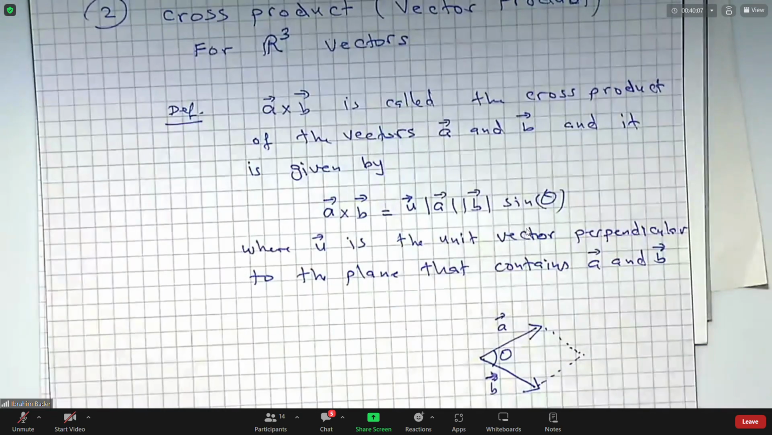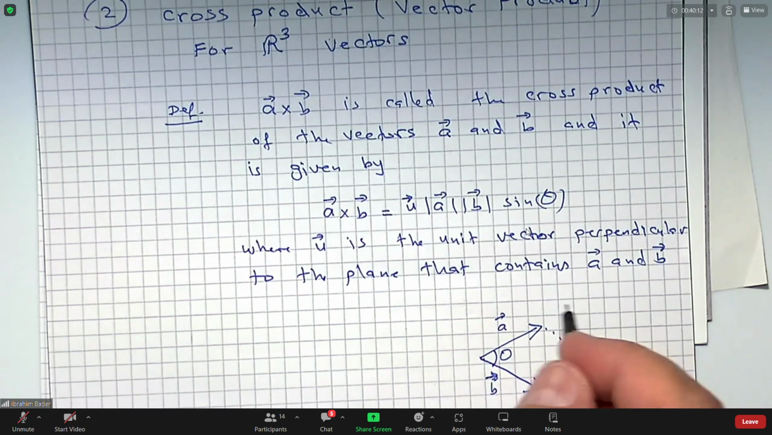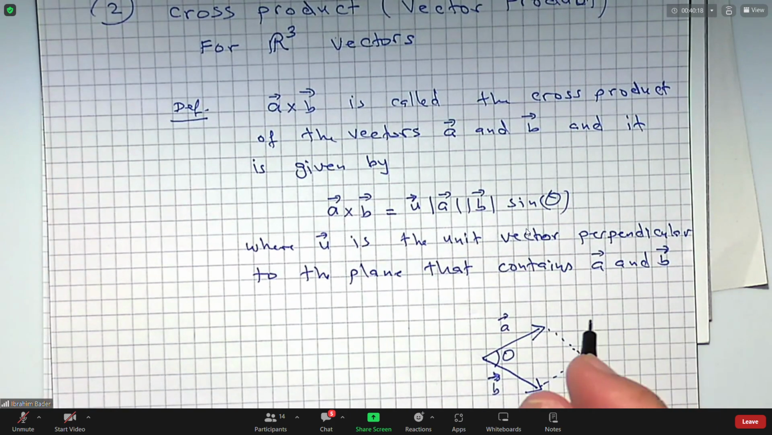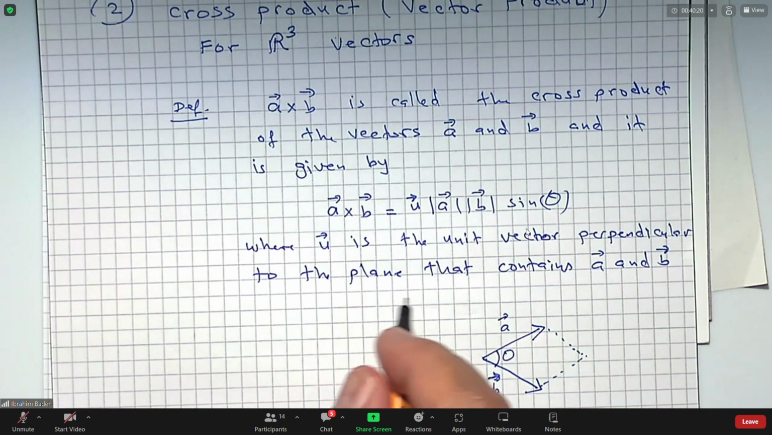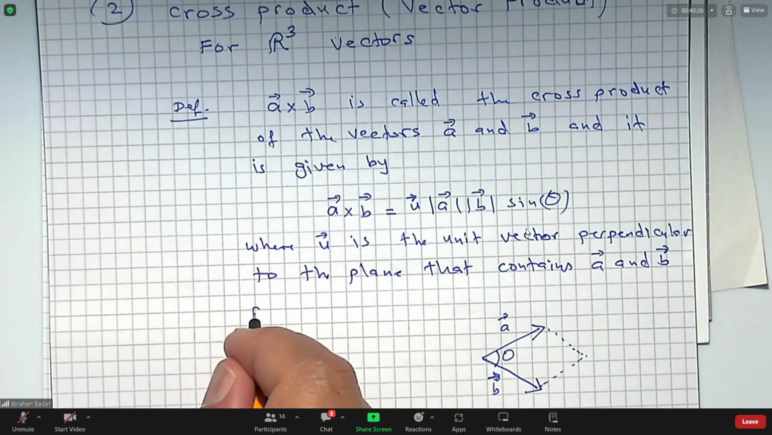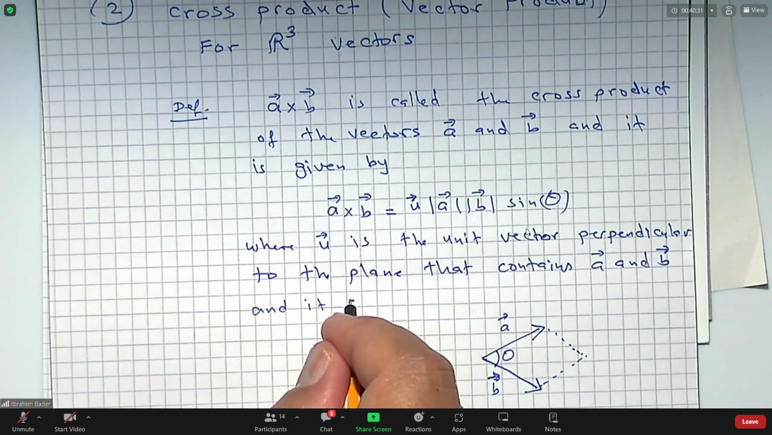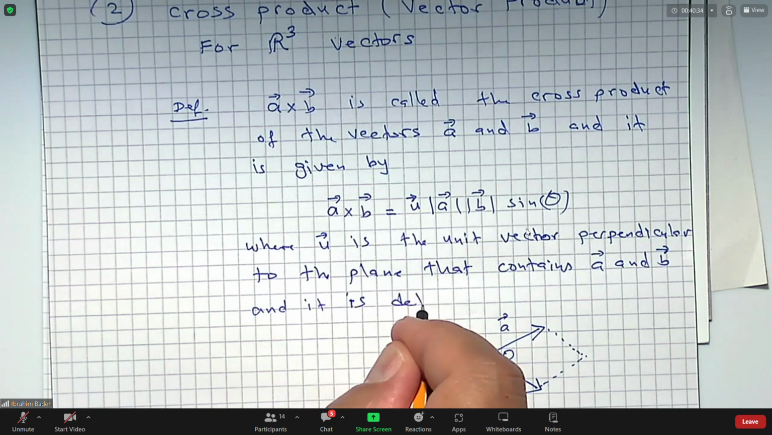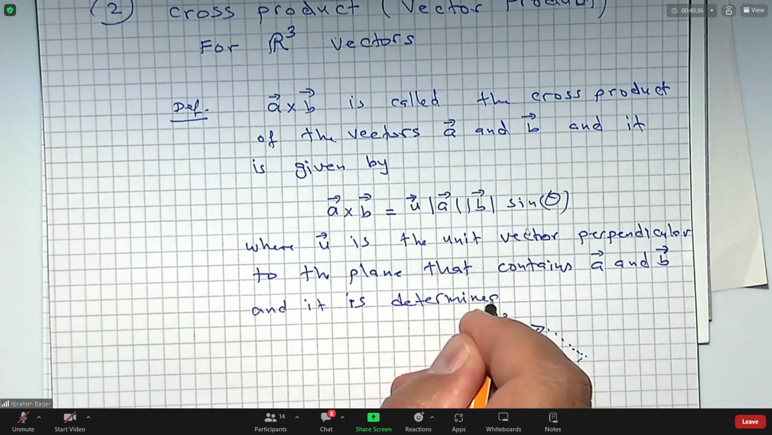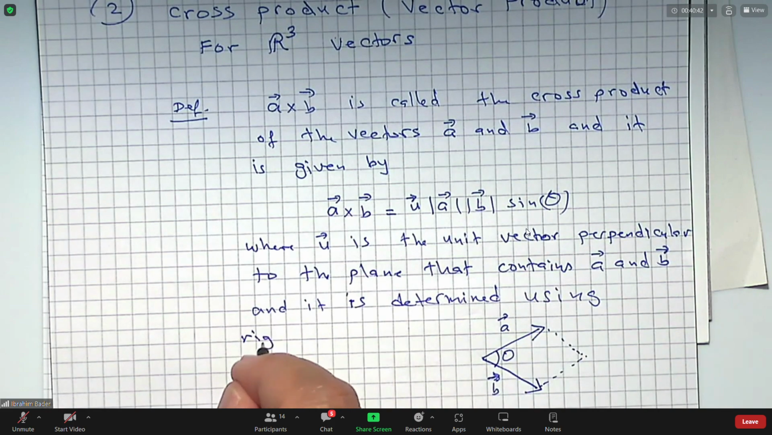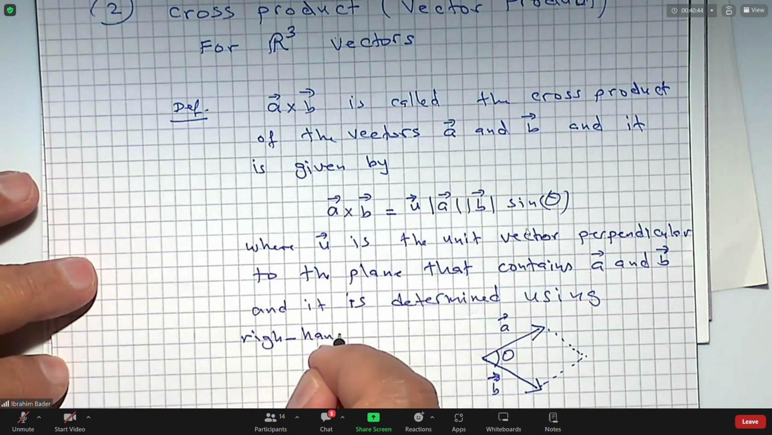So here, to avoid the ambiguity, because we have two such vectors that could be perpendicular to any plane, we will use the unit vector perpendicular to the plane that contains A and B, and it is determined using the so-called right hand rule.